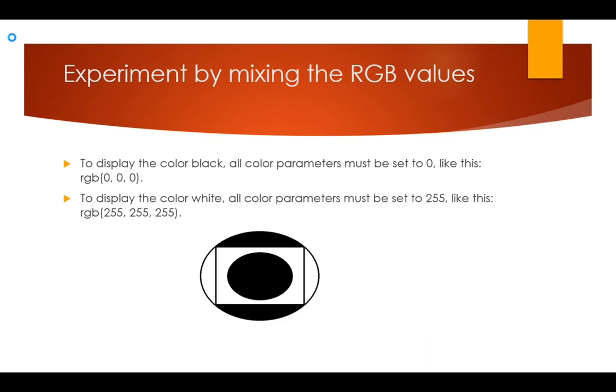To display the color black, all color parameters must be set to 0, like RGB 0, 0, 0. To display the color white, all color parameters must be set to 255, 255, 255. So just experiment by mixing the RGB values, and if you want more colors, you can search Google for the color value RGB. You'll get many colors and you can use any of them. We are just saying what RGB is.